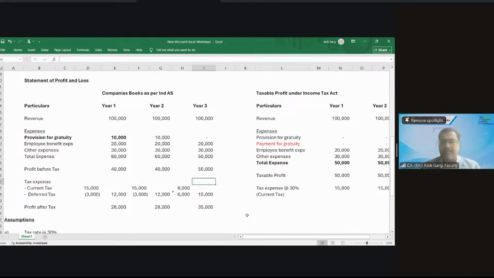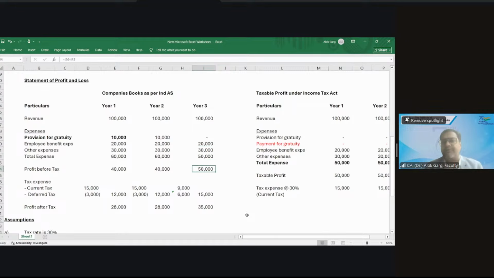Sir, for example, in year 3 we have a tax expense of only 15,000 and 9,000, the difference, say deferred, is 6,000. In the case where tax expense is more and tax expense is less, where total expense is less and profit after tax is more. In accounting or in tax? In accounting, sir. In accounting, my profit before tax is more, right? Yes, sir.